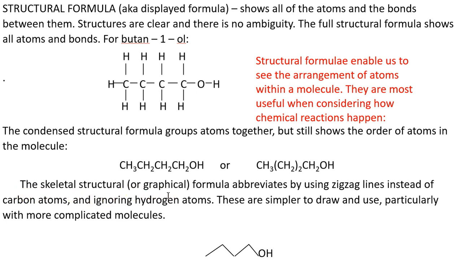Skeletal structural formula or graphical formula abbreviates by using zigzag lines instead of carbon atoms and ignoring the hydrogen atoms. We know they're there anyway. These are simpler to draw and use, particularly with more complicated molecules. So if I look at the ends of each line, 1 on the left, 2 having gone up, 3 down, 4 up again, that's 4 carbons with an OH on the end, butan-1-ol.